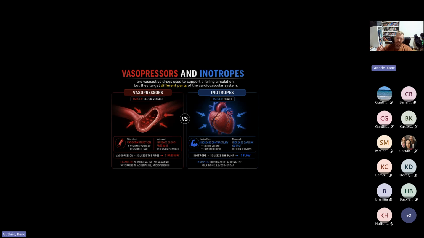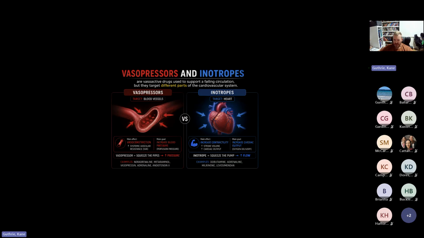We know that with shock states, most patients just need a mean arterial pressure above 65 for good organ perfusion. There are cases where we want to drive for a bit higher mean arterial pressure. A MAP above 80 is for things like spinal cord injury and head injury, where we want to maintain cerebral perfusion pressure.